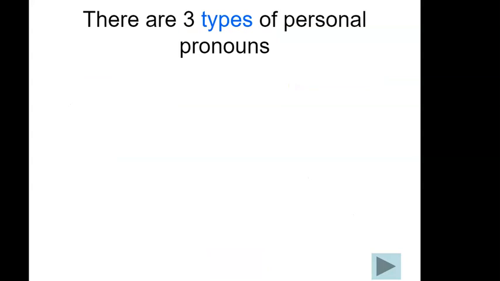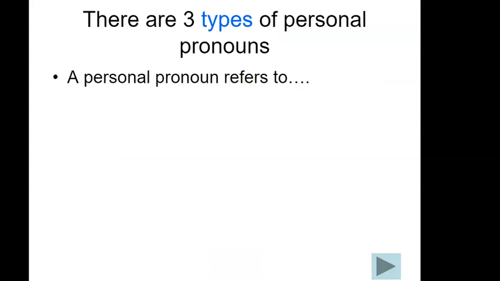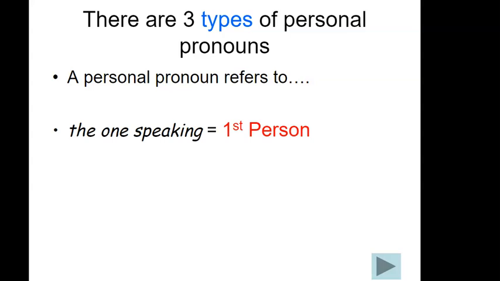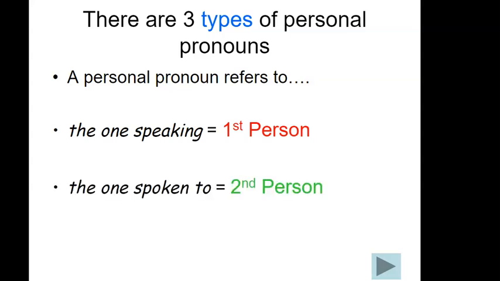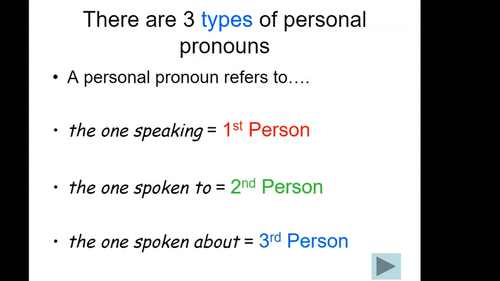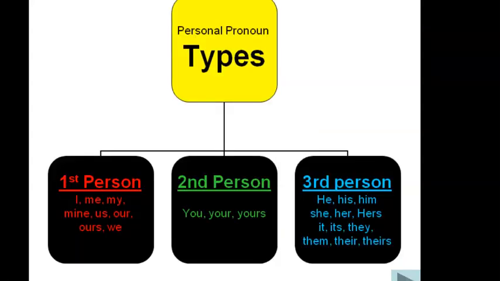So, there are three types of personal pronouns. A personal pronoun refers to the one speaking, first person, and the one spoken to, second person. The one spoken about is the third person. First person, for example, I, we, mine, us, our, ours. All of them are personal pronouns.